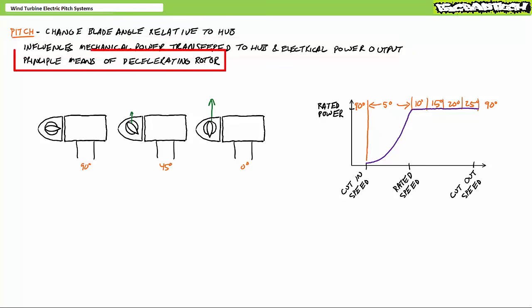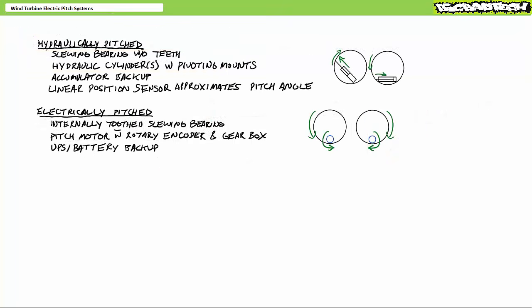Additionally, pitch angle is the single most influential property when it becomes necessary to decelerate a moving rotor. Two types of pitch systems are regularly employed in modern industrial wind turbines: electrical and hydraulic.